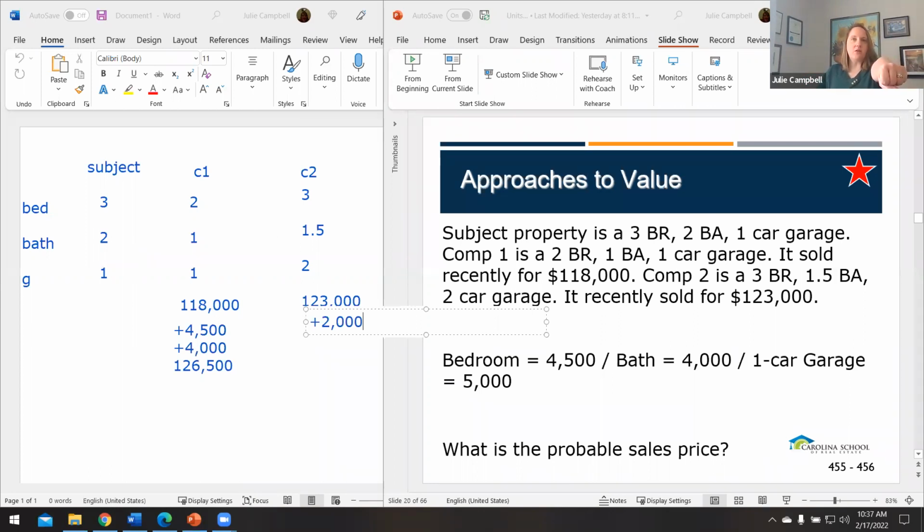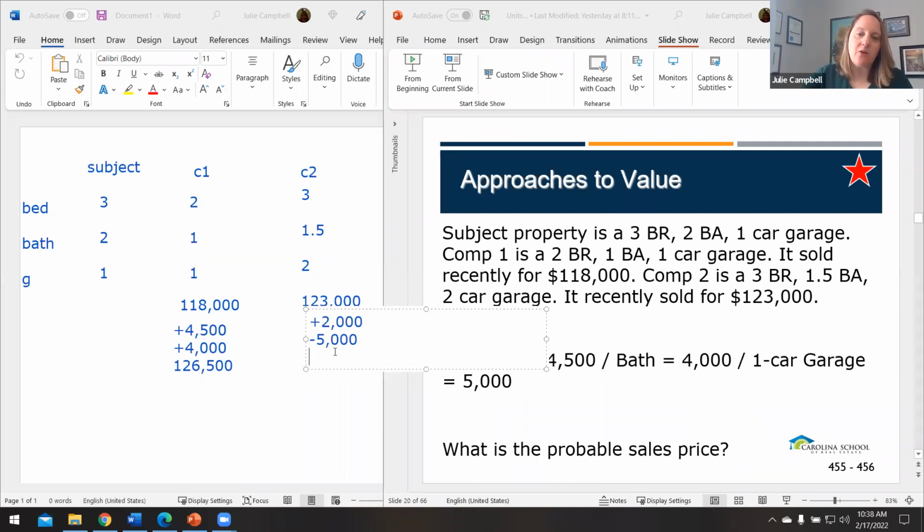My subject has a one-car garage. My comp has a two-car garage. The comp has a superior feature, yes? What am I going to do to make my comp match my subject? I'm going to deduct the cost of a one-car garage. Use the hand trick. The problem tells me that a one-car garage goes for $5,000.